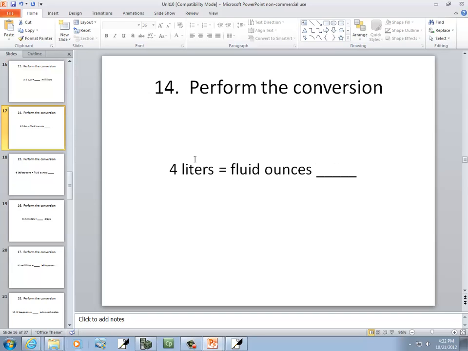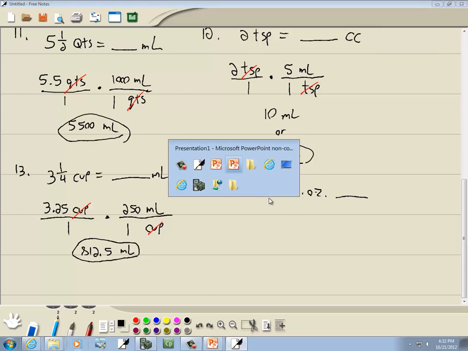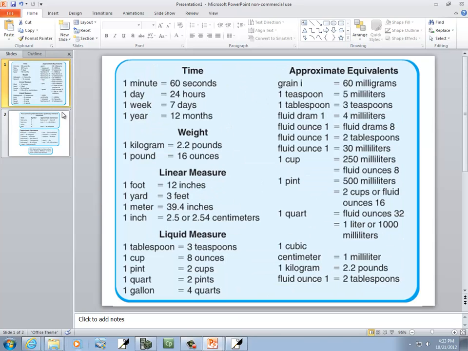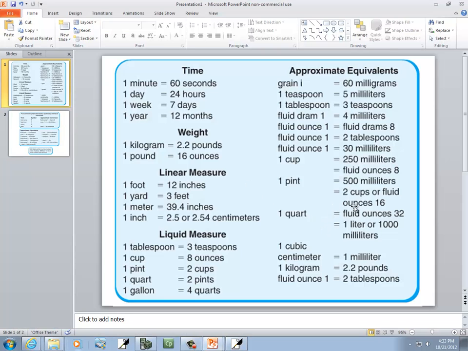Let's look at number 14. 4 liters equals blank fluid ounces. Probably won't be able to tie liters to fluid ounces. We'll probably have to change it to milliliters, but let's go look. Fluid ounces to milliliters. Oh, 1 liter is 1 quart. That doesn't help me. Okay, I don't see anything to help me. I don't think there's anything over here. Liters to fluid ounces.